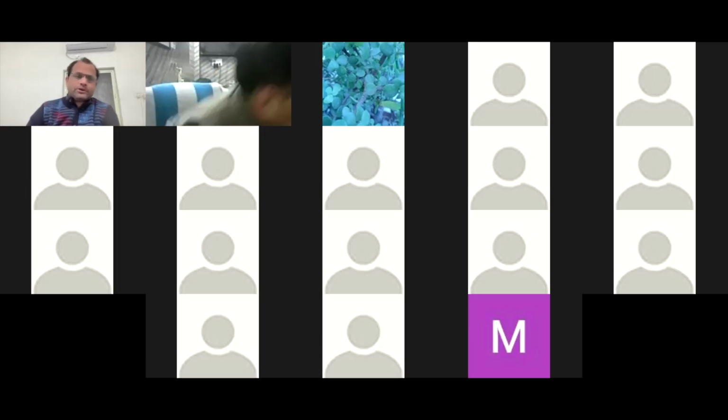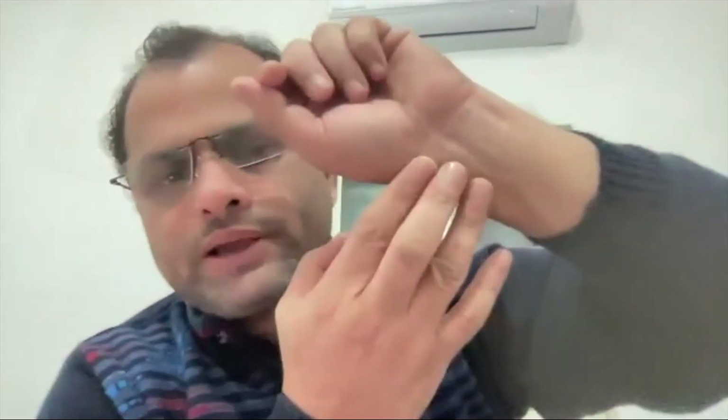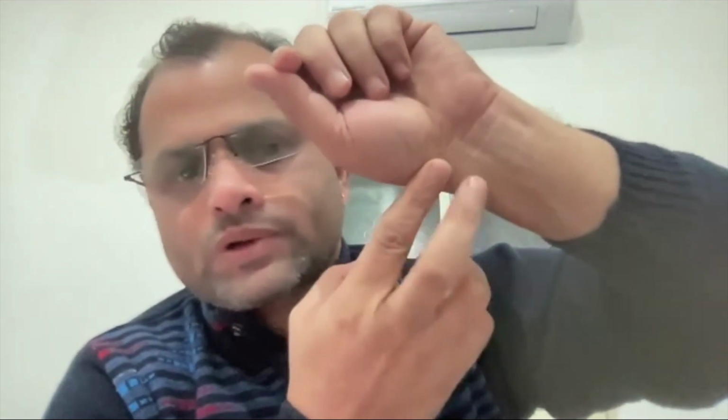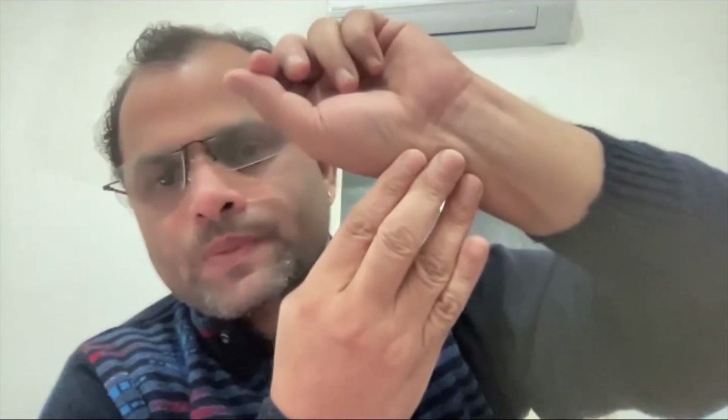So during my training, I have taken the training of Nadi Pariksha under many great teachers. Everyone is keeping the hand on a different location. In the Chinese acupuncture, most of the people keep the fingers like this, only the index finger on the root of the thumb, middle finger on the styloid process, then the ring finger. So we can feel this styloid process. The middle finger is coming here.